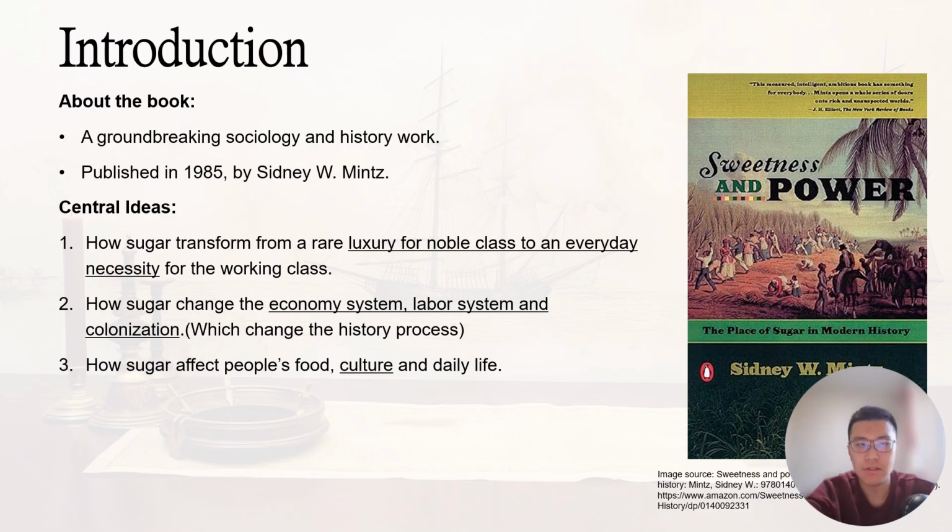The first how is how sugar transformed from a rare luxury for the noble class to an everyday necessity for the working class. The second how is how sugar changed the economy system, labor system, and colonization, which these three systems changed the whole history process of our world. And the third how is how sugar affects people's food culture and daily life. So that's basically the three central ideas this book is about.